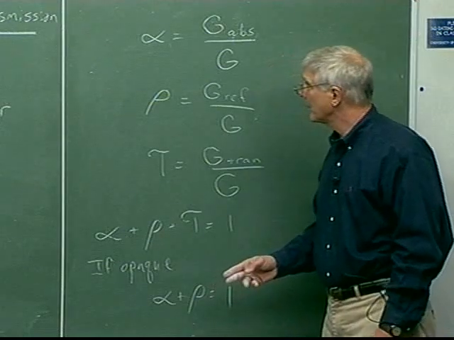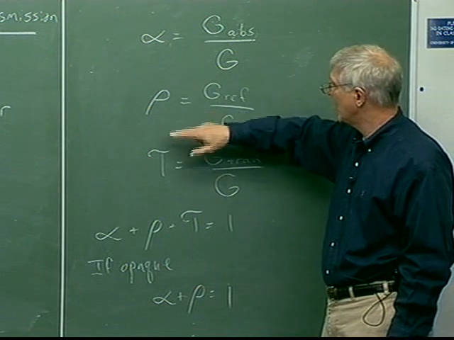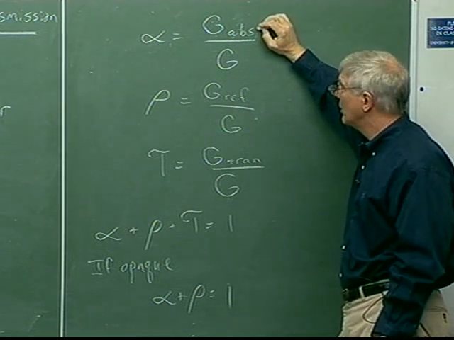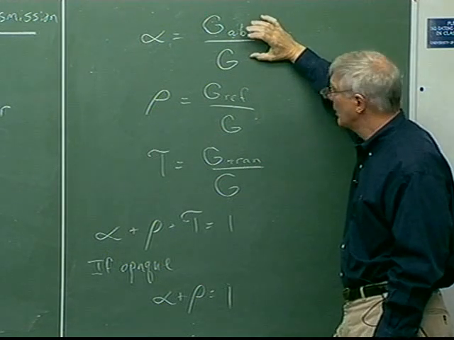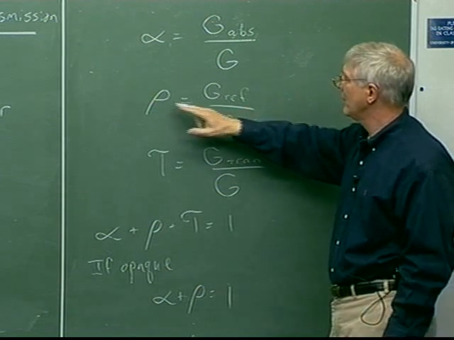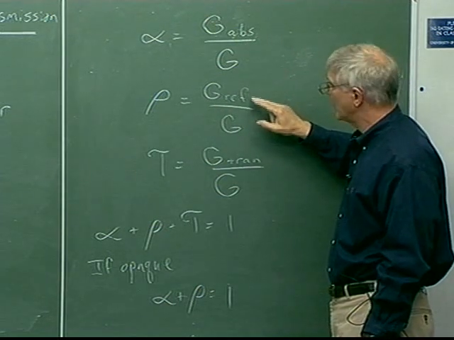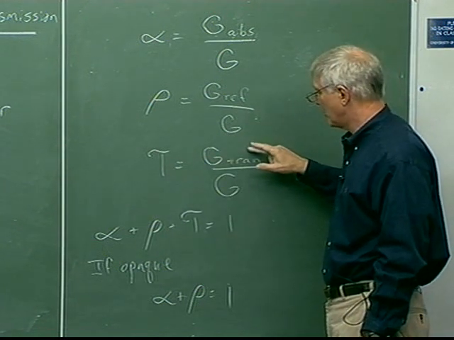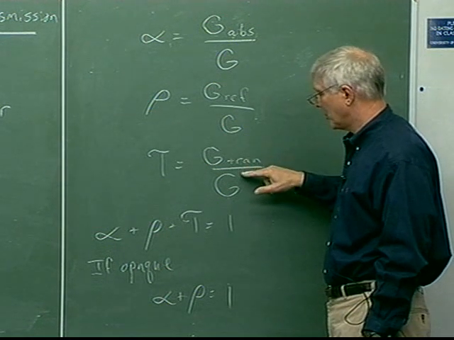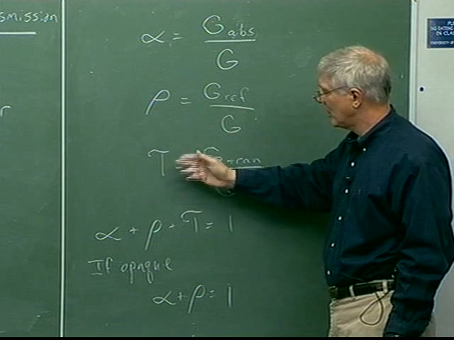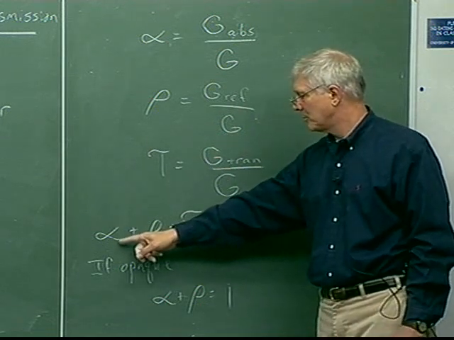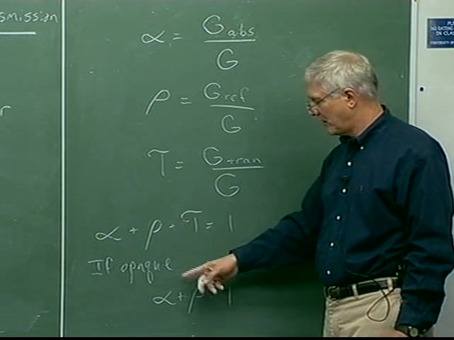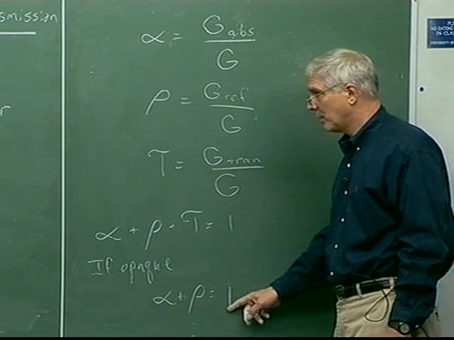And we can define what we call absorptivity, reflectivity, and transmissivity. Absorptivity is the amount of irradiation absorbed divided by the total irradiation. The reflectivity is the reflected irradiation divided by the total irradiation. And the transmissivity is the transmitted irradiation divided by the total. All of these fractions have to add up to 1. So alpha, or absorptivity, plus reflectivity plus transmissivity has to equal 1. And if it turns out that it's opaque, then alpha plus rho equals 1.